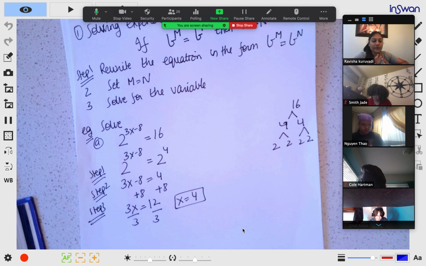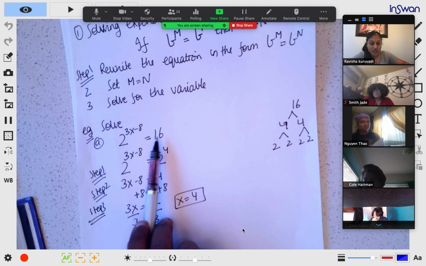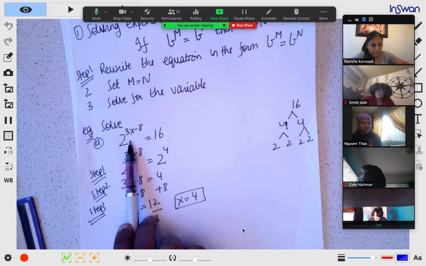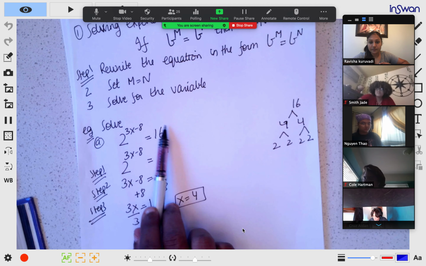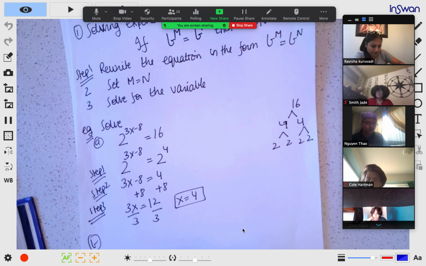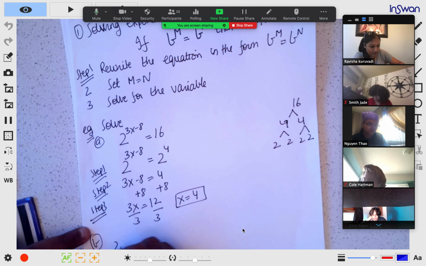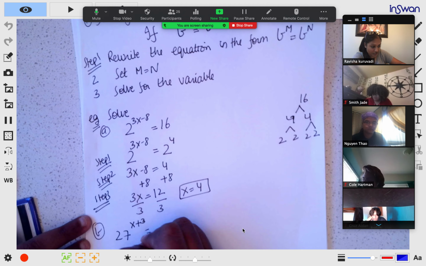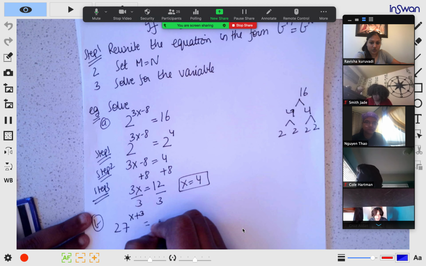So your first method you are learning is you will try to make the base the same. b to the power of m is equal to the same base b to the power of n. And if you were able to do it, you will put the powers equal to each other and solve for the variable. Let's do one more example. You are given 27 to the power of x plus 3 is equal to 9 to the power of x minus 1.